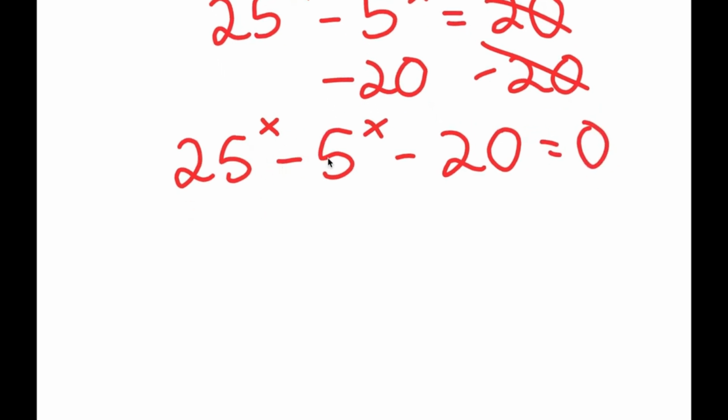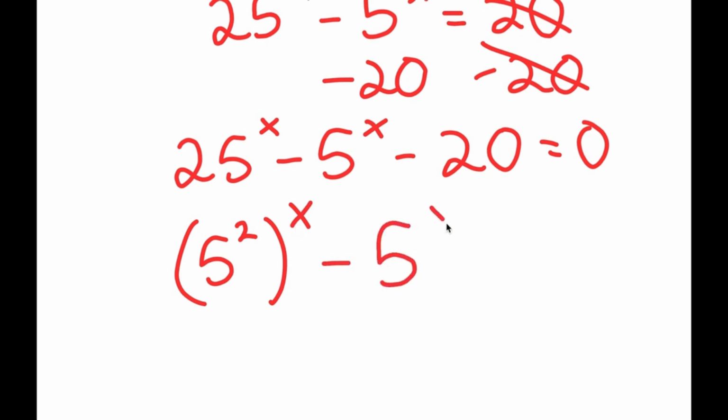Now 25 to the power of x, I can rewrite this as 5 squared to the power of x. So I have this minus 5 to the power of x minus 20 is equal to 0.